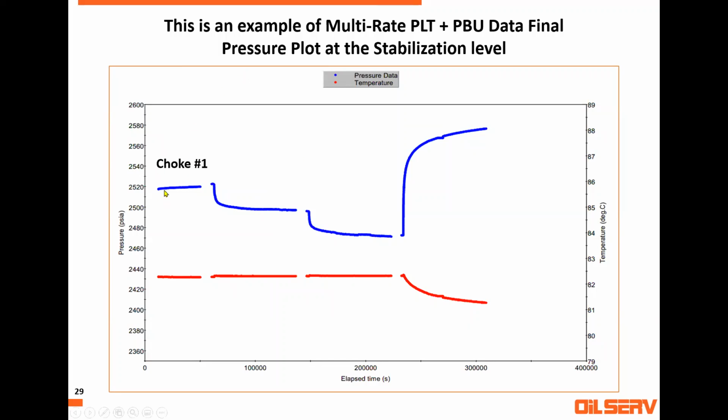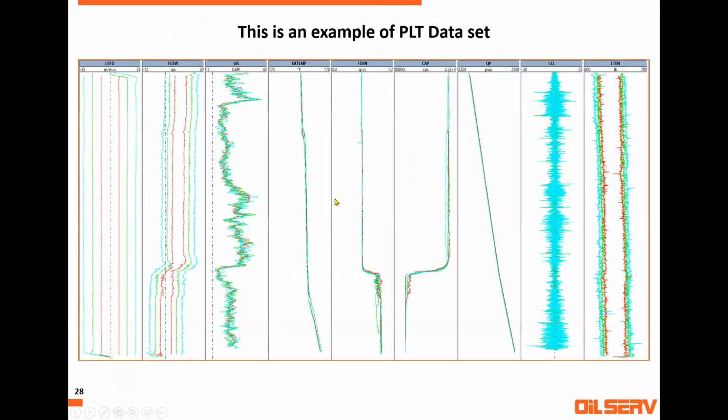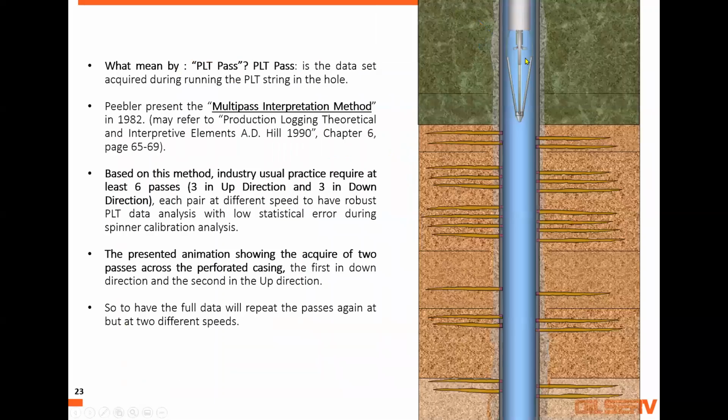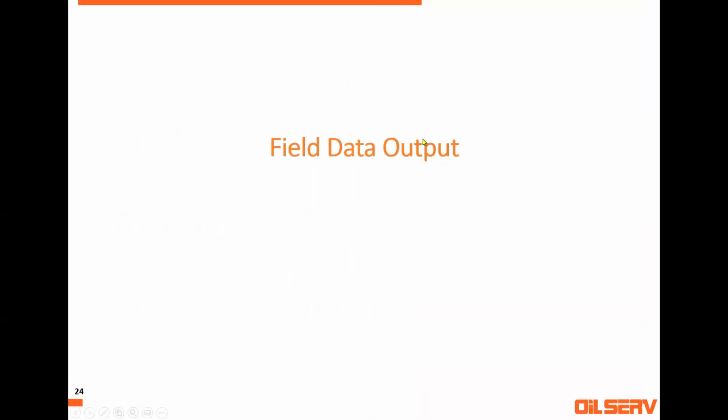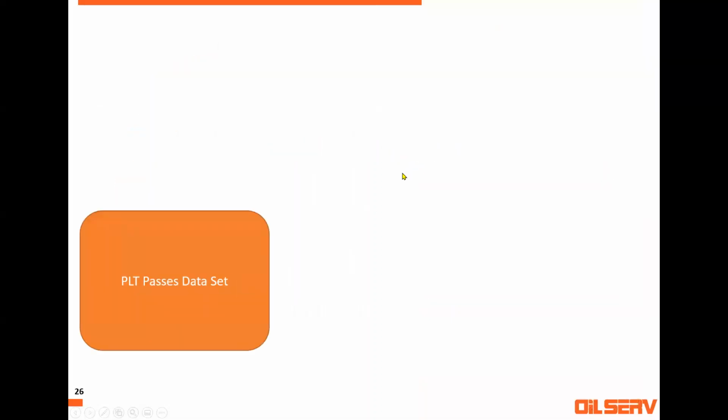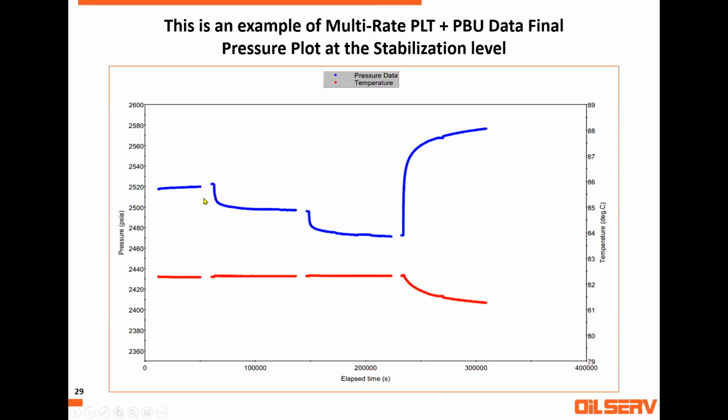Okay, one second. This is the reading of the pressure gauge. It reads everything. Is the gauge on the top of the Christmas tree? No, the gauge is here, above the perf. So it's downhole. Yes, it's called the stabilization level. We stop it there and we keep it there. Only when we do the passes, we go up and down, and we come back to this stabilization level.